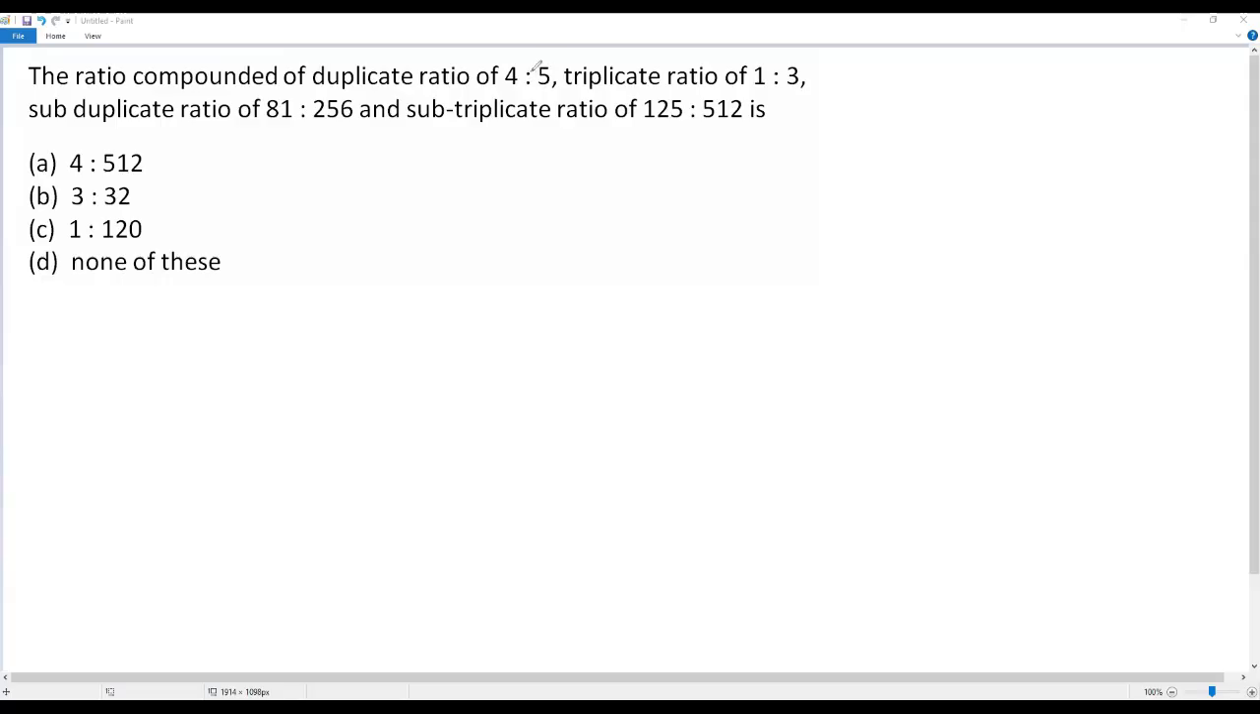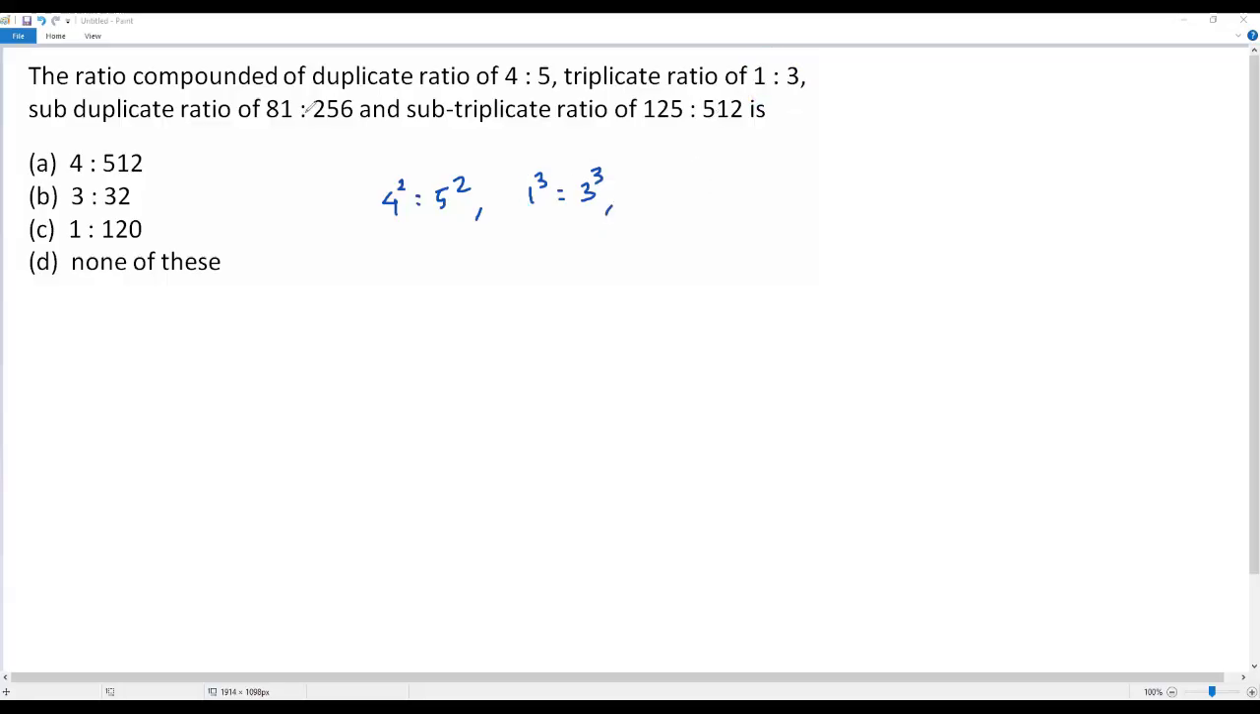Okay, first let me get the duplicate ratio of this 4 to 5. Whenever I want to get duplicate ratio, what I have to do is square both the terms of the ratio. Then I'm getting 4 square to 5 square. So this is a duplicate ratio of 4 to 5. Now let's get the triplicate ratio for 1 to 3. For that we have to raise both the terms of the ratio to the power of 3. Then I'm getting 1 to the third power, 3 to the third power. So this is a triplicate ratio of 1 to 3.